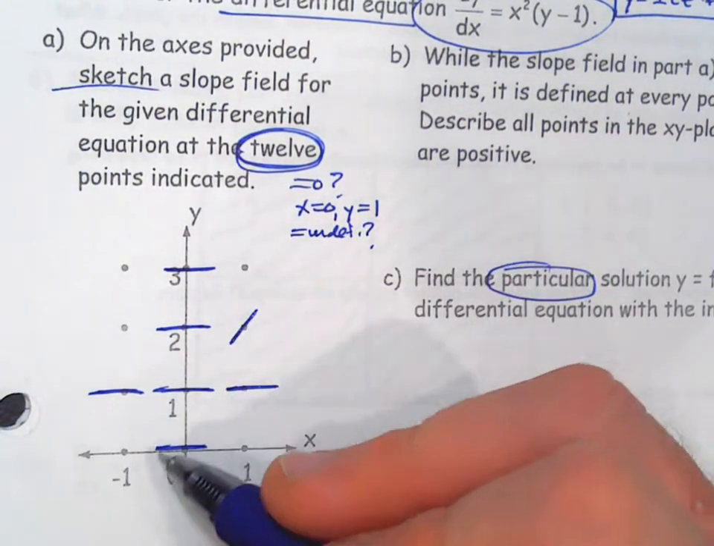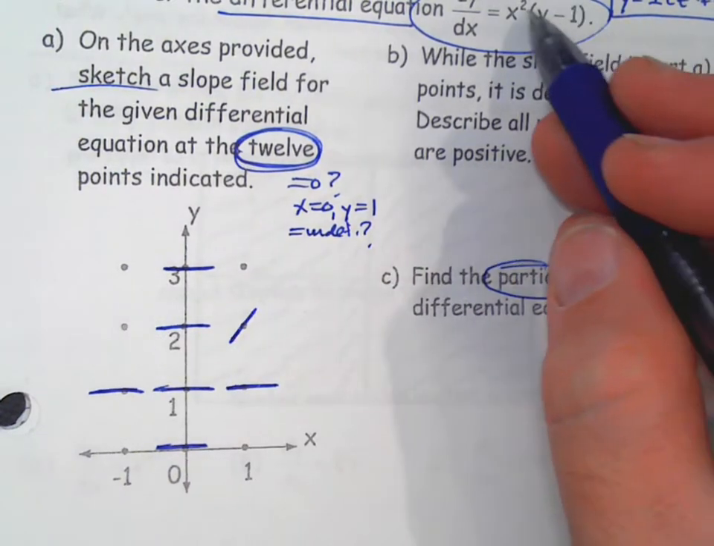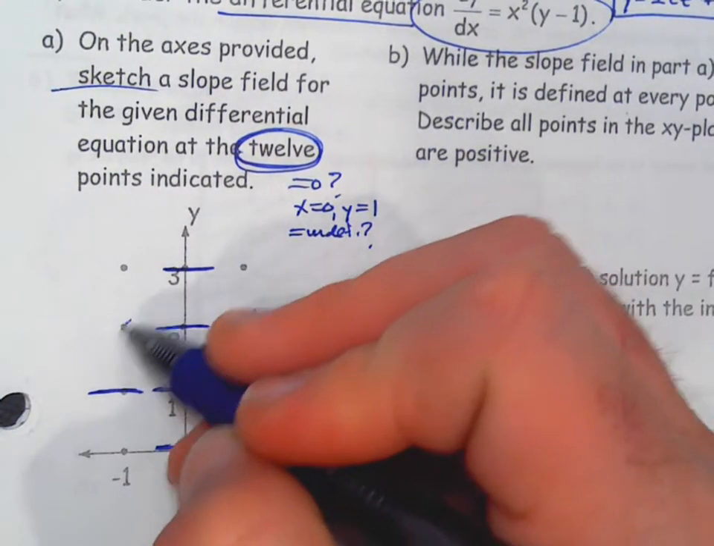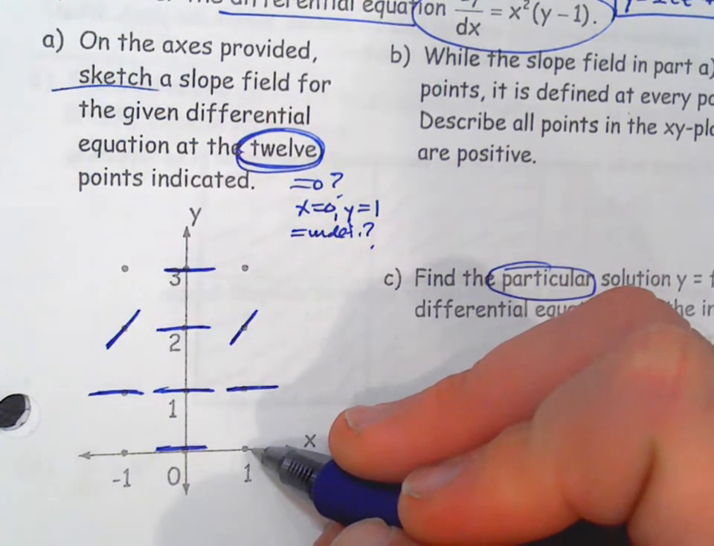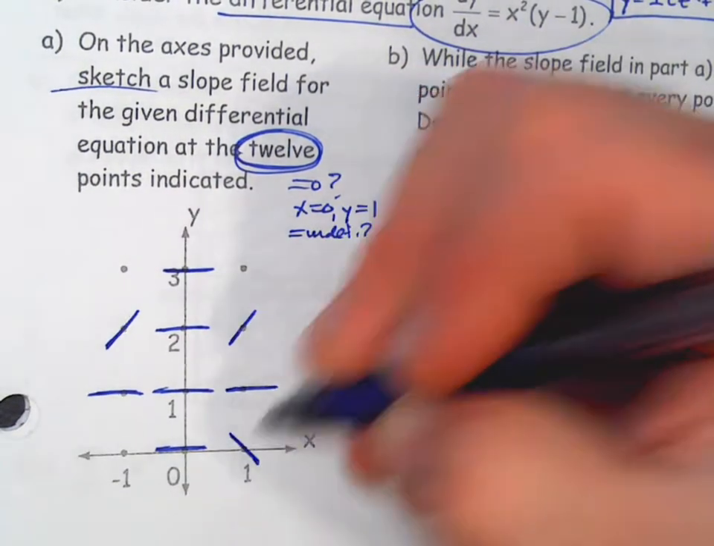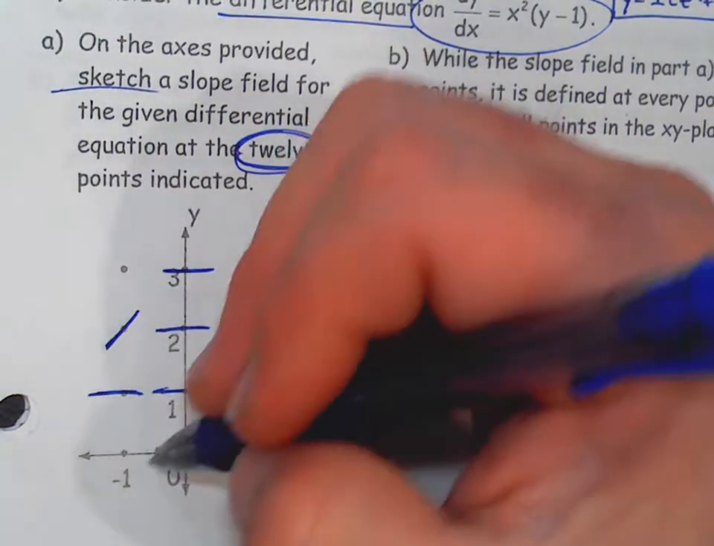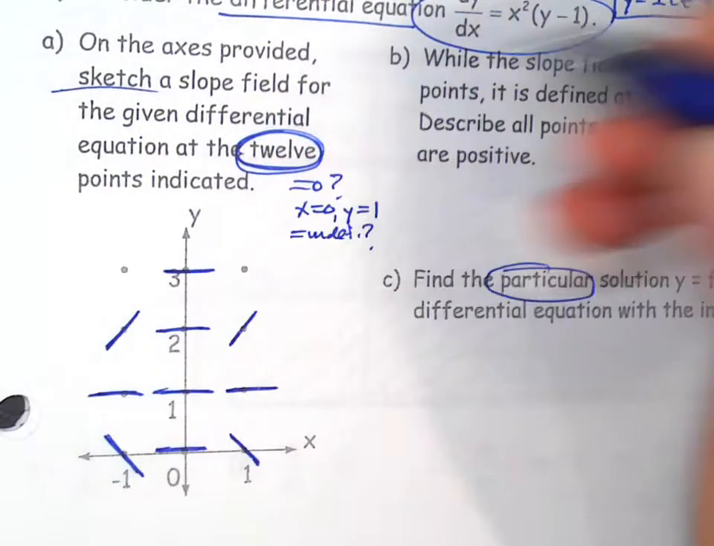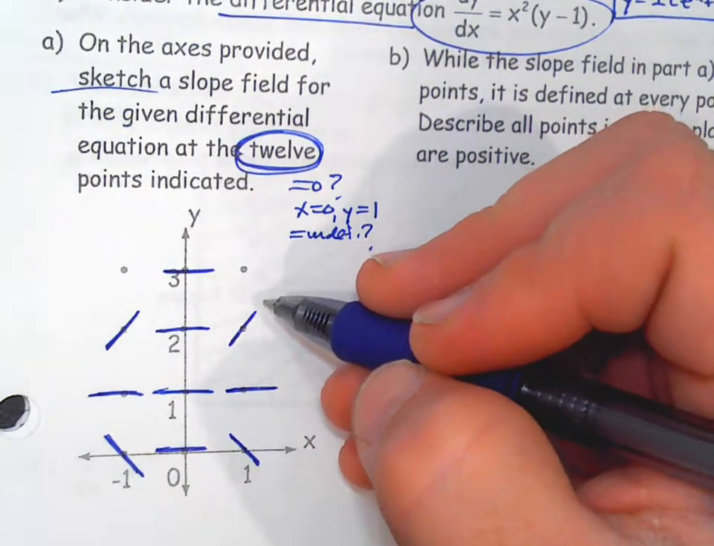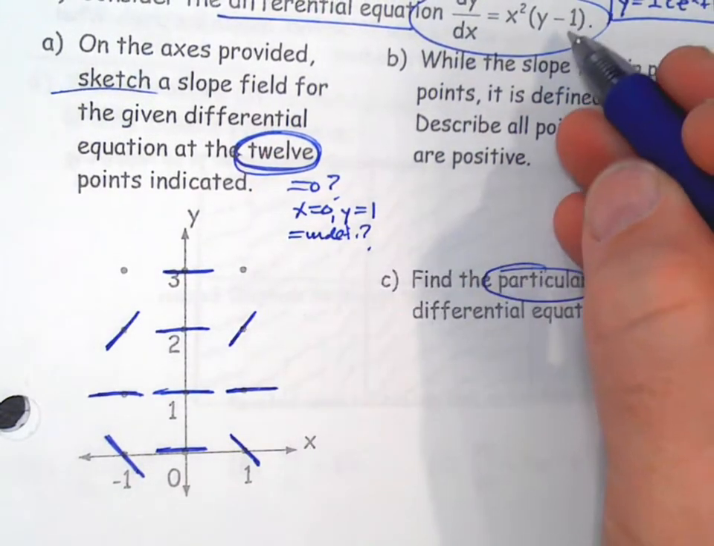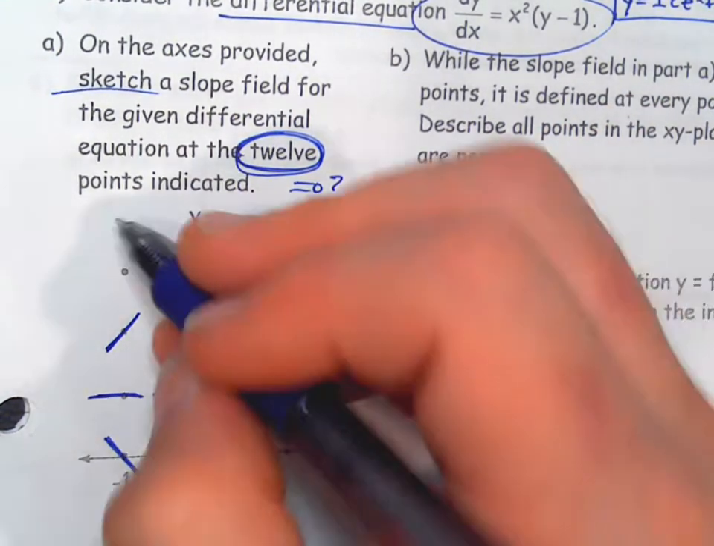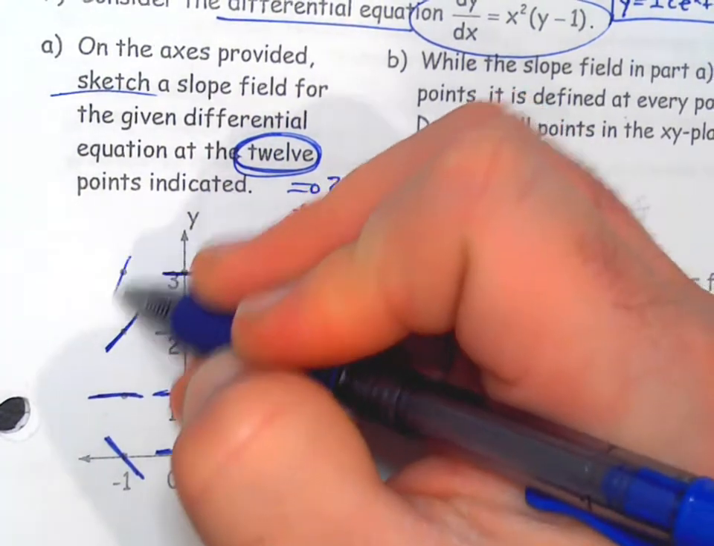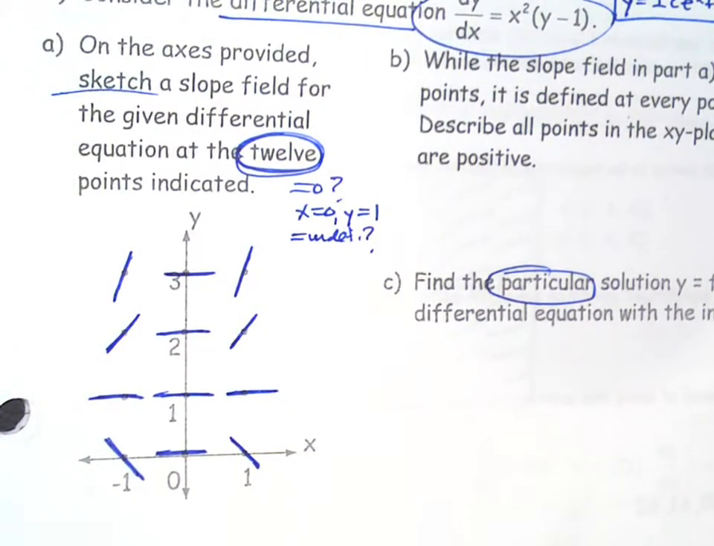When you plug in -1, 2, you get the same thing because the negative gets squared. So that's a slope of 1. When you plug in 1, 0, 1 for x, 0 for y, you get a slope of -1. When you plug in -1, 0, you get a slope of -1. When you plug in 1, 3, 1 for x, 3 for y, you get a slope of 2. And -1, 3, you get a slope of 2 also. So that's your slope field.